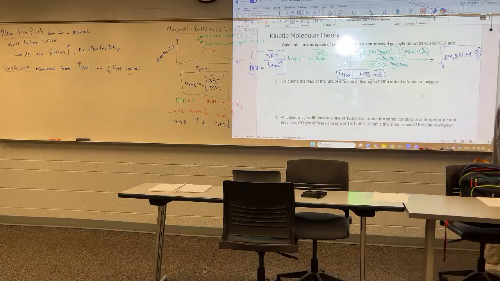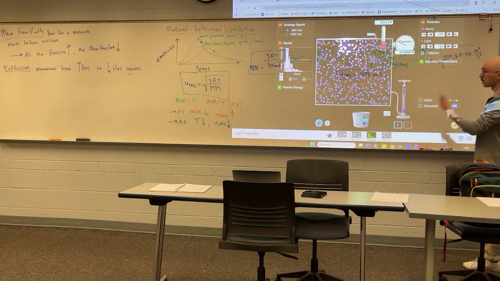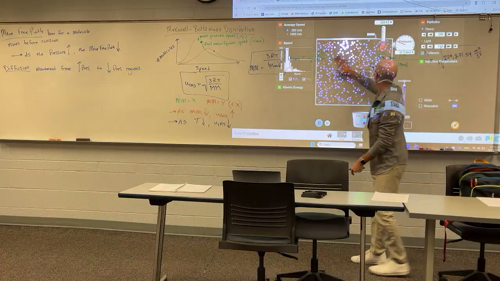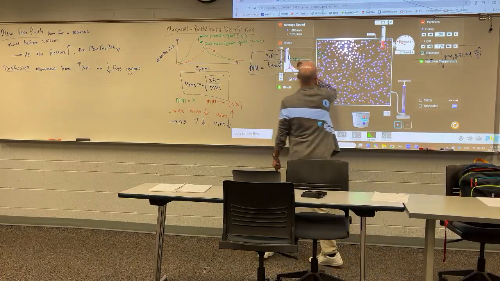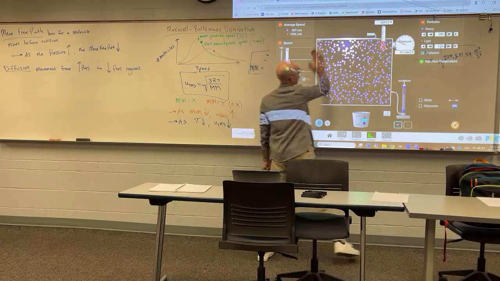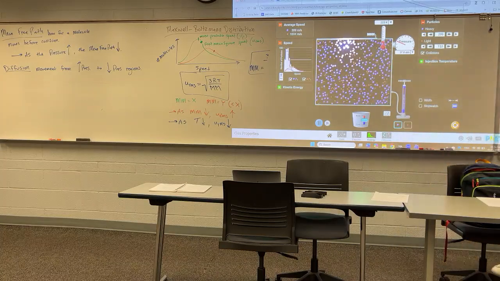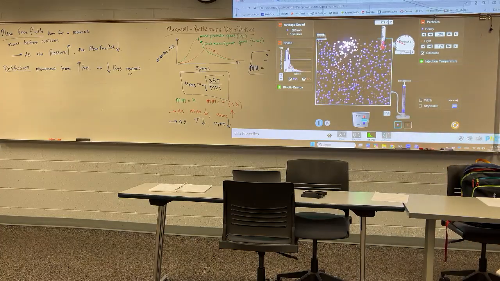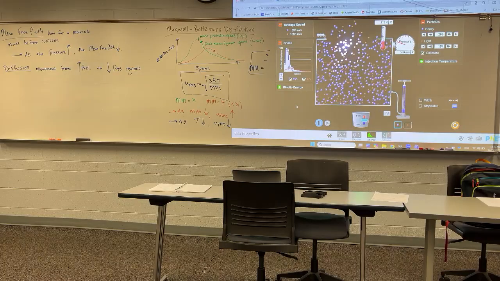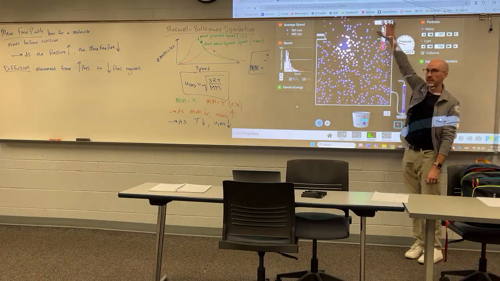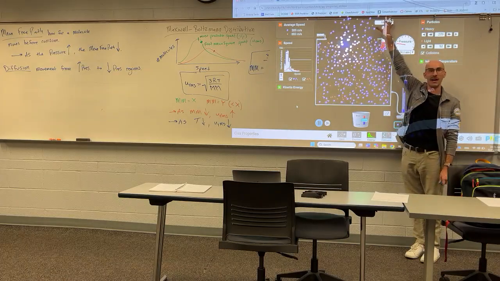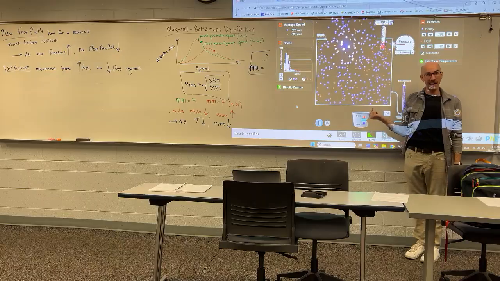In fact, we saw this when we were looking at this diagram, and I blew the lid off of everything. Everything started to diffuse from the high pressure inside to the low pressure outside. I'll open the lid up. The mean free path out here is incredibly high. They're not running into anything to send them back.